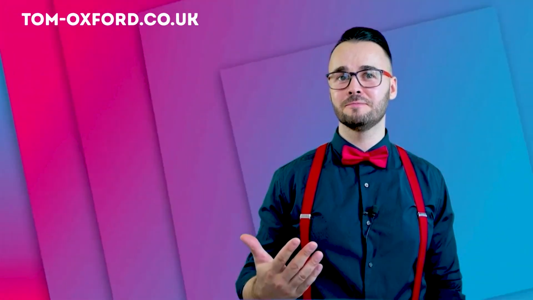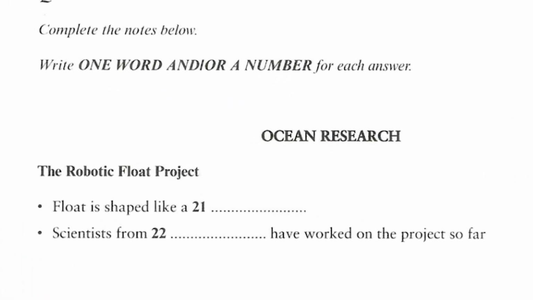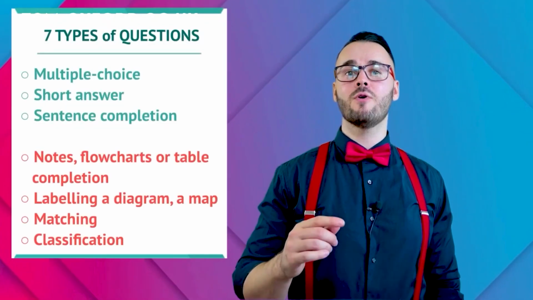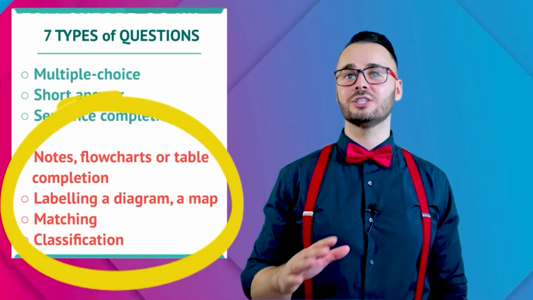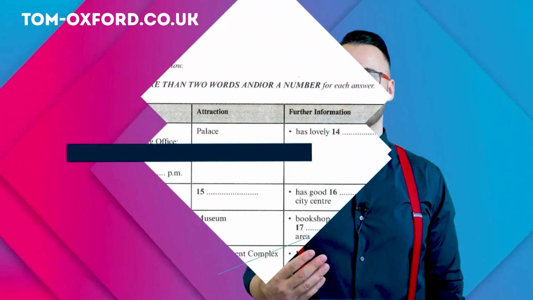For example, the question might be, which subject is the most interesting for the student? And you need to write chemistry or PE. Next one, sentence completion. In this task, you are given a sentence with a gap and you have to decide which word fits it perfectly. The following 4 are quite rare for English tests, such as notes, flowcharts, or table completion. For instance, you may be given a flowchart with the gaps about paper recycling.